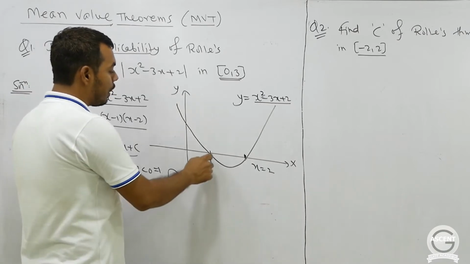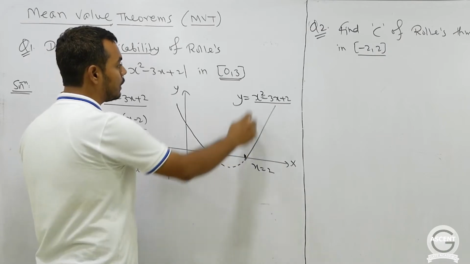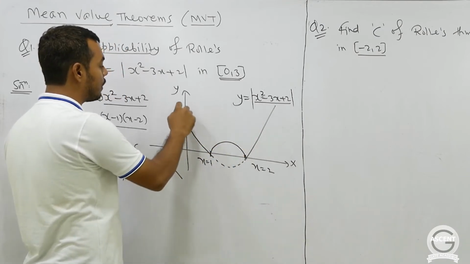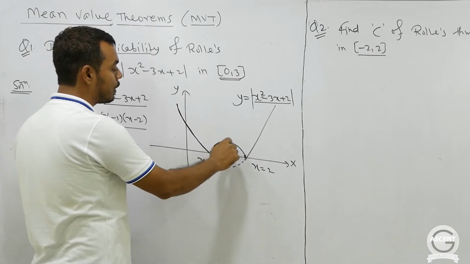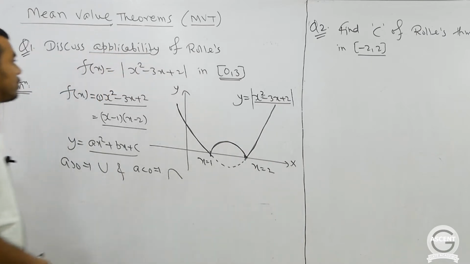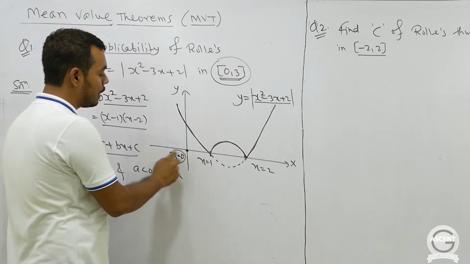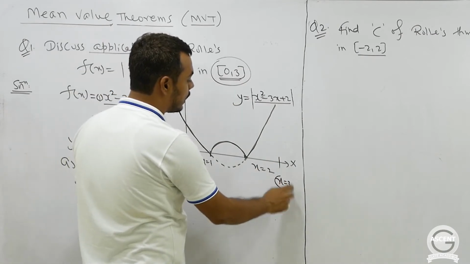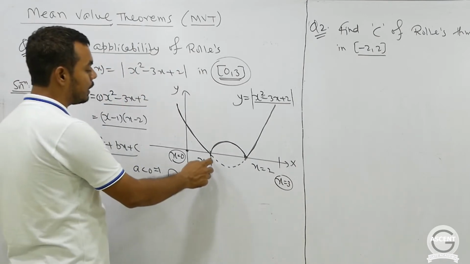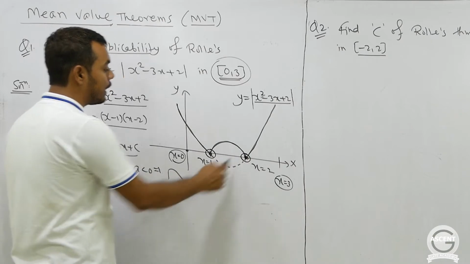Now if we have to take the modulus of this function, then erase the portion of the graph which is below the x-axis and take its image about the x-axis. So you will get a graph something like this. This is now your graph of y equals mod of x square minus 3x plus 2. And we had to check the applicability between 0 and 3. So this point will be x equals 0 and this point will be x equals 3. Now between 0 and 3, you can see that this function is not differentiable. Here at these two points we are getting corner points, so the function is not differentiable at these two points.